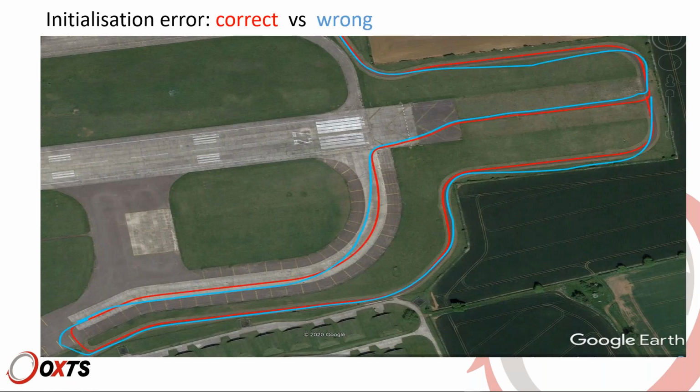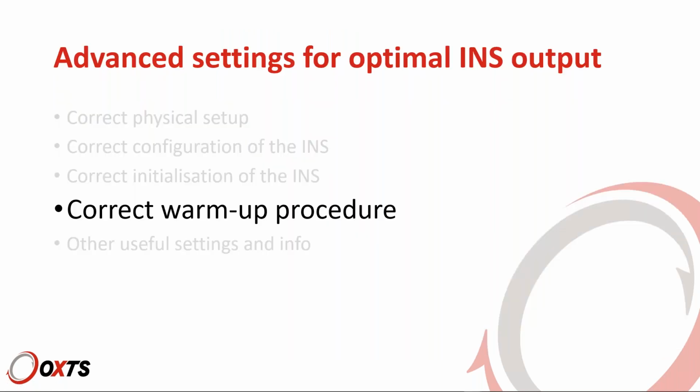This is an example of correct against wrong. Red again is the right one. Wrong is forcing the system to deliberately initialize wrong. In this case, I have initialized the system on a bend. So the system will take a bend to be a straight line, and consequently it will get its direction wrong. You can see that the trajectory is wobbly, it's not accurate. That is because of a wrong initialization.